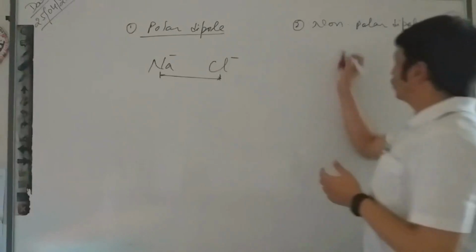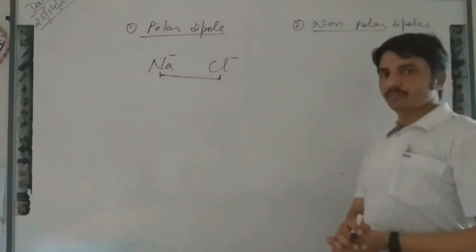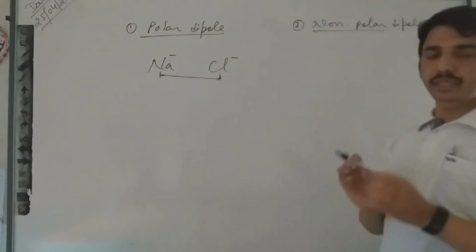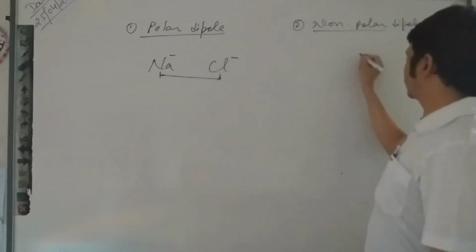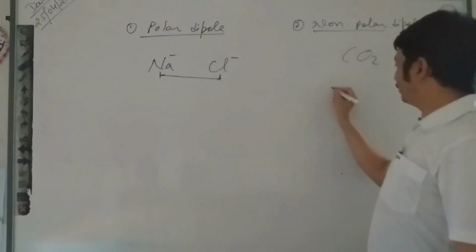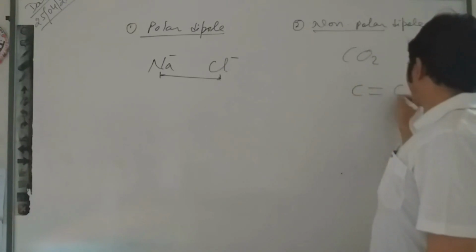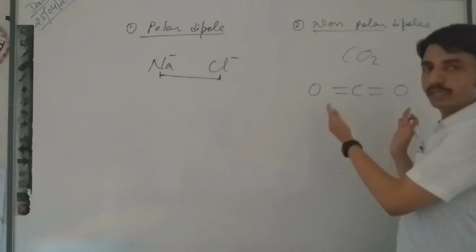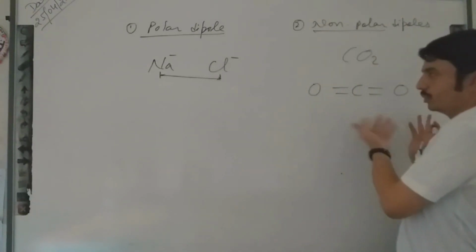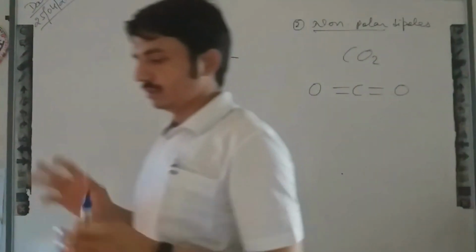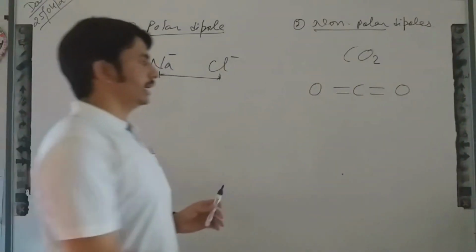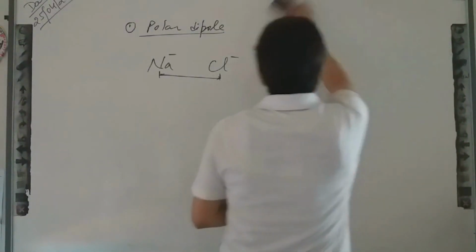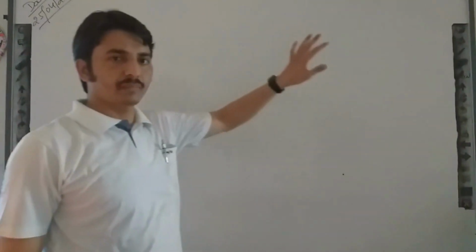In non-polar dipole, as the name says, non-polar means it does not have poles, like CO2. If we write C with a double bond between C and O on both sides, there is no negative pole and positive pole. So if a dipole does not have any negative or positive pole, we can say it is a non-polar dipole. If there are negative and positive poles, then it is a polar dipole.